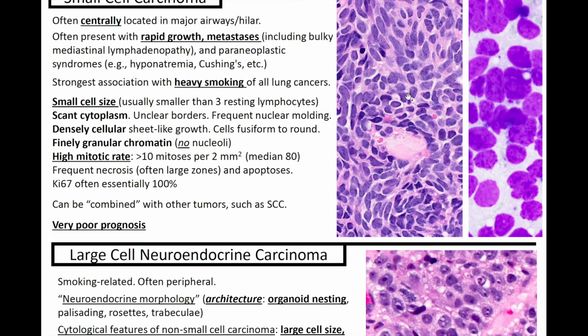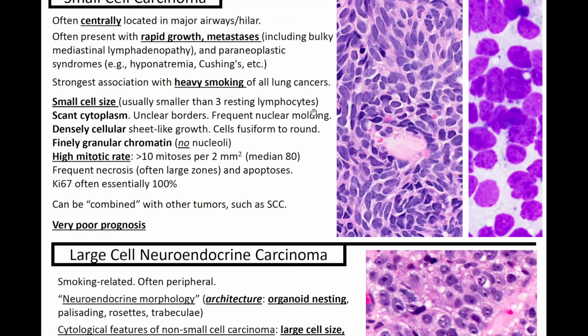So you're going to have a small cell size, usually smaller than 3 resting lymphocytes, scant cytoplasm, which is what's going to make those cells appear so small, because there's so much nucleus and not a lot of cytoplasm. You're going to have unclear borders with frequent nuclear molding, which is demonstrated well here in this image on the left. The molding of the nuclei and the cells into one another.